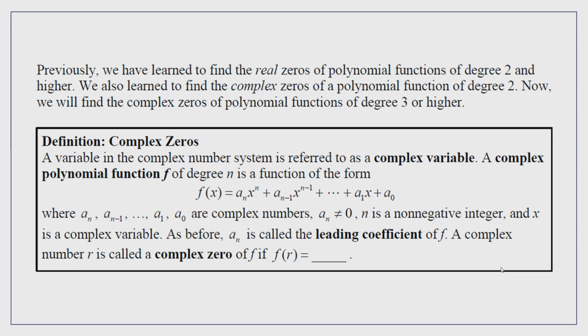A complex polynomial function f of degree n is a function of the following form, f of x presented here, where a sub n, a sub n minus 1, a sub 1, a sub 0 are all complex numbers, where a sub n does not equal 0, n is a non-negative integer, and x is a complex variable. As before, a sub n is called the leading coefficient of f. A complex number, r, is called a complex zero of f if f of r equals 0.